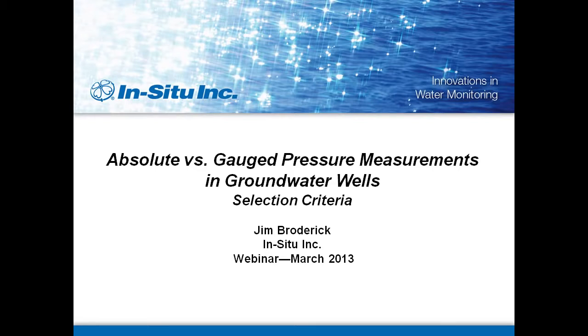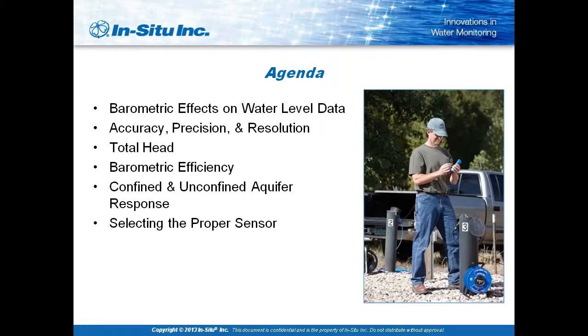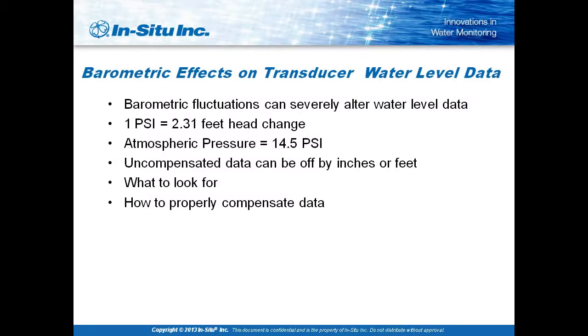So what we're going to do is talk about pressure measurements and the things that affect those measurements and affect your data. Basically, we're going to talk a little bit about the barometric effects on water level, the meaning of accuracy, precision, and resolution and what those mean to you in terms of selection, and barometric efficiency. We'll speak a little bit about unconfined and confined aquifers, and then we'll finish up talking about how all of those things actually affect the selection of the proper sensor for your application.